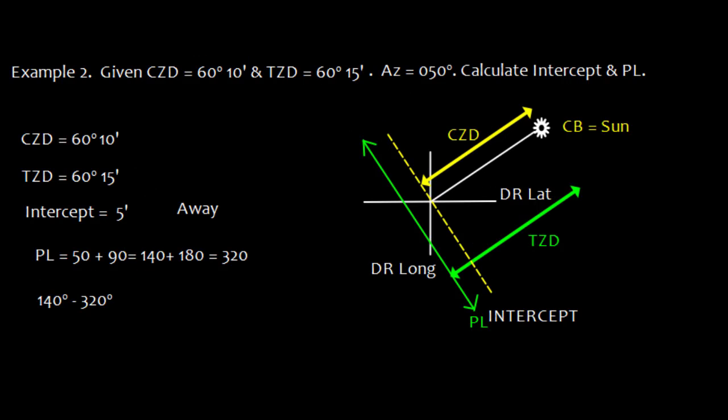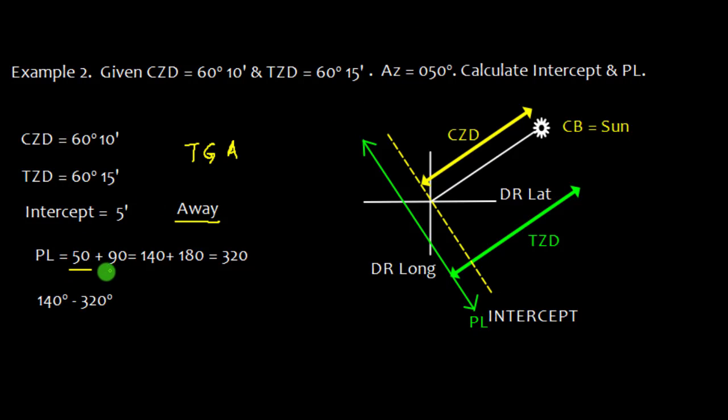So now let's move to example 2, and here suppose the given calculated zenith distance is 60 degrees 10 minutes, true zenith distance is 60 degrees 15 minutes, azimuth is 050 degrees, and we need to calculate the intercept and position line. So the calculated zenith distance is 60 degrees 10 minutes, the true zenith distance is 60 degrees 15 minutes. So we realize that the true zenith distance is more. So we have the formula Tom got away. So true is greater, then the intercept is away. So 5 minutes away.